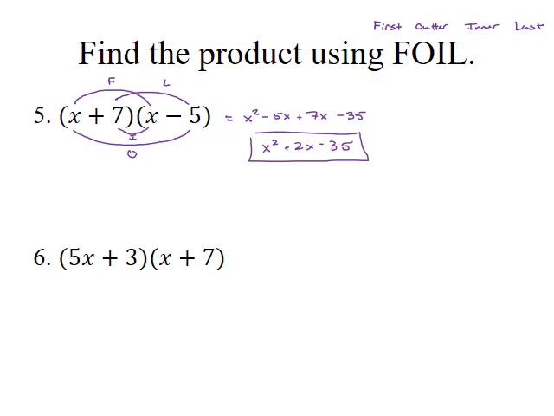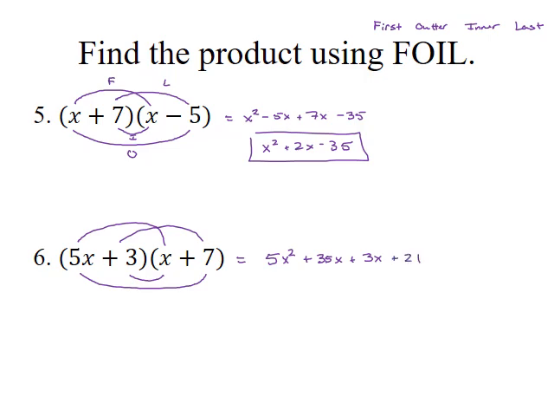So what about number 6, 5x plus 3 times x plus 7? So if I do my FOIL technique again, you're going to end up with first is 5x times x, which is 5x squared. Your outer, 5x times 7, is 35x. Your inner, 3 times x, is 3x. And last, 3 times 7 is 21.